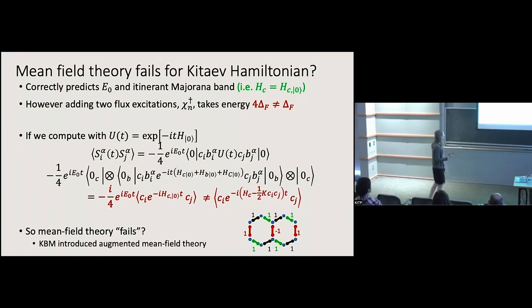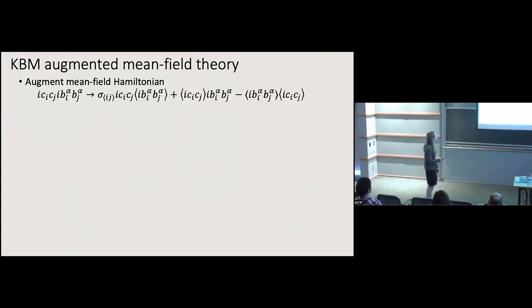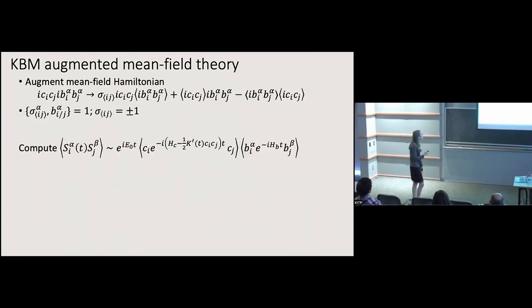And this is what KBM used to introduce their augmented mean field theory. What they did was take the mean field decoupling and add an operator sigma that scales the C part of the Hamiltonian. The idea is that this operator anticommutes with the B's, and it's an operator that also has plus or minus 1 as its eigenvalues. So if I do this same computation for S_i(t) S_j, when I'm pulling the B past the C Hamiltonian, now the B does not commute with the C Hamiltonian, and it's going to reproduce this flip. That's the main point of why they added this modification.